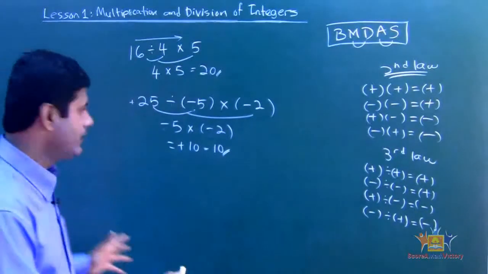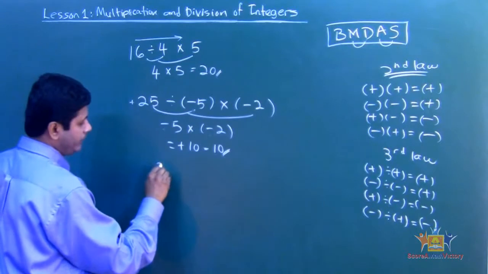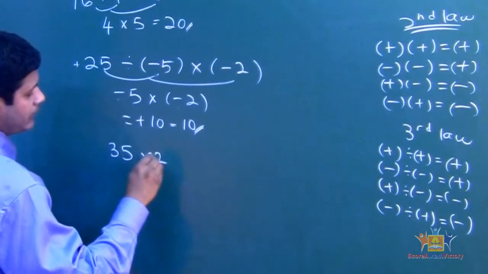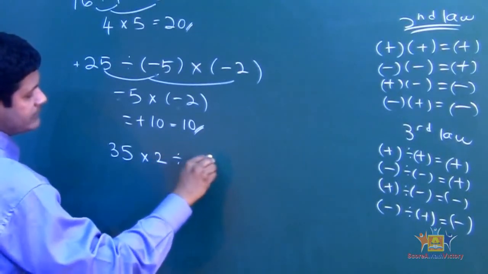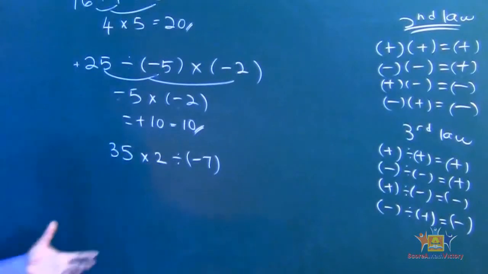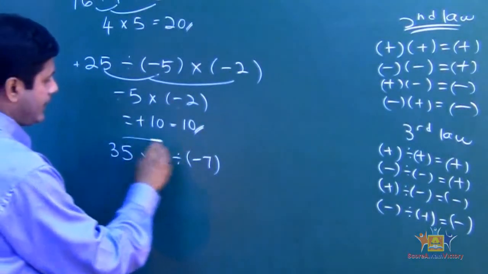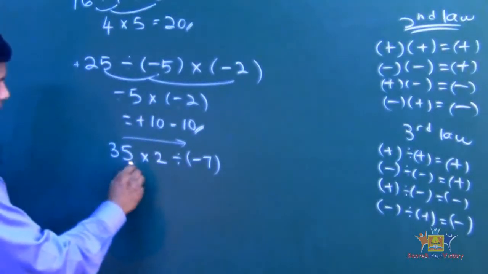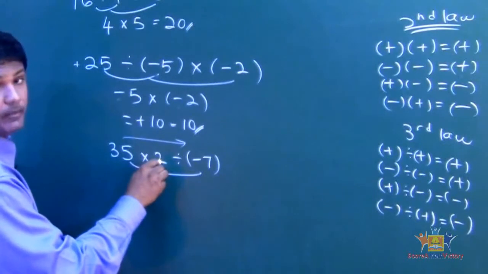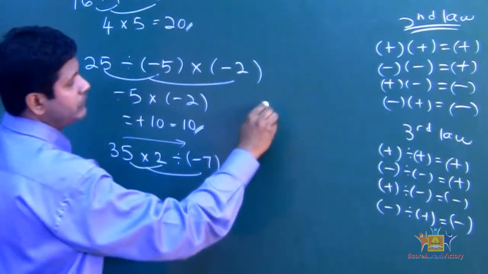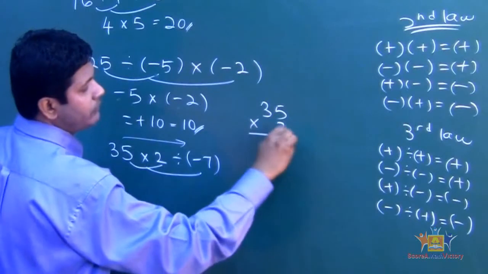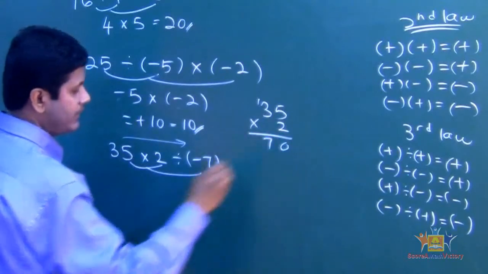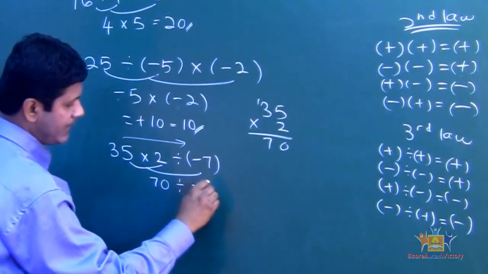Very straightforward, okay? So let's say, for example, if I give you 35, multiply that by 2, and then divide that by negative 7. Okay? Again, I'm going to use the left to right, because it's multiplication and division in there, and then I'm using the pairing method. I'm going to multiply 35 by 2. 2 times 5 is 10, 0 carry 1. 2 times 3 is 6, plus 1 is 7. So that means 70 divided by negative 7.